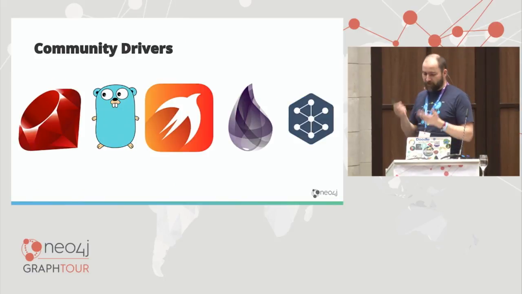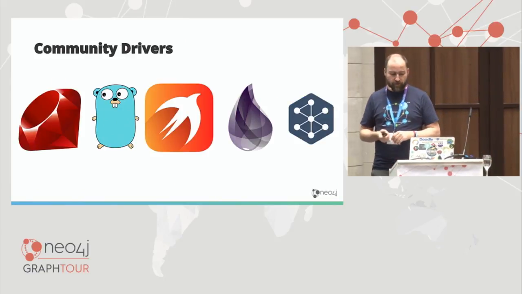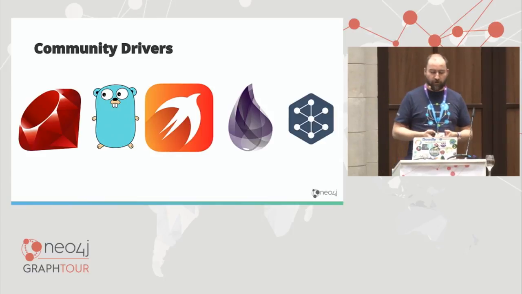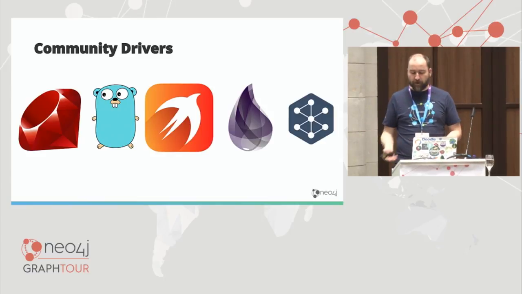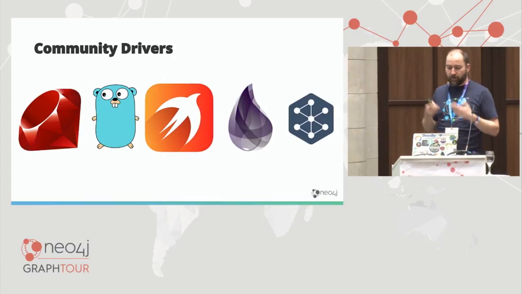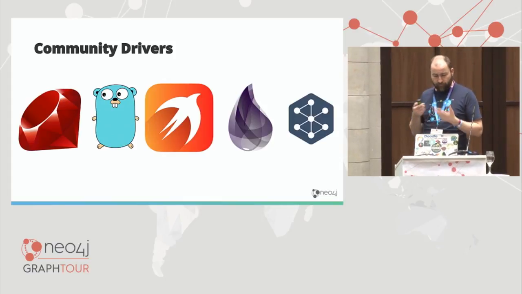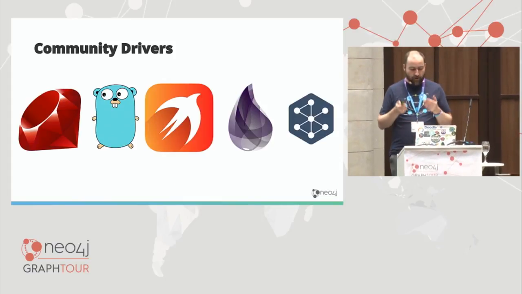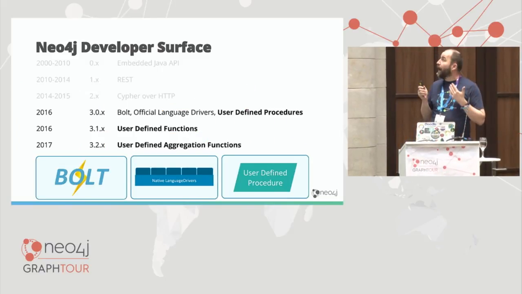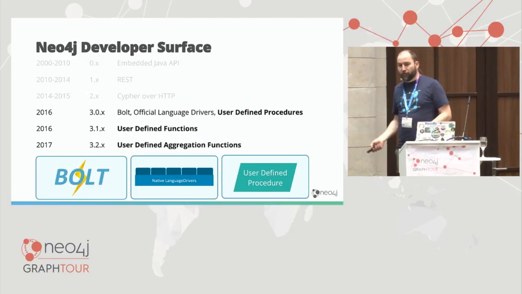And as you've heard before, we have also a lot of really good community drivers that support the Bolt protocol. So from Swift and iOS, Elixir, PHP, Go, and Ruby, and other languages as well. OK, cool. So much for Bolt. Bolt runs Cypher over the wire.